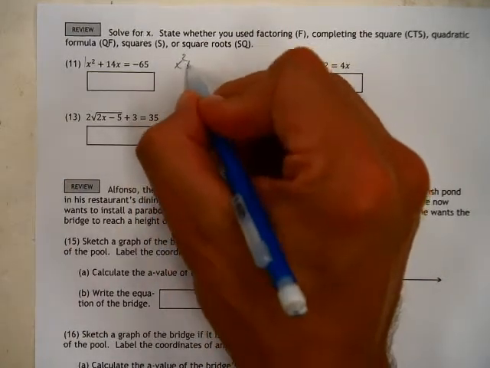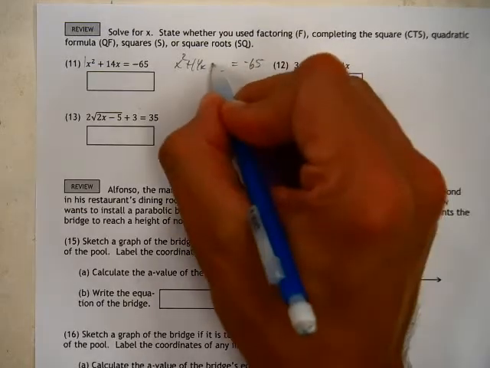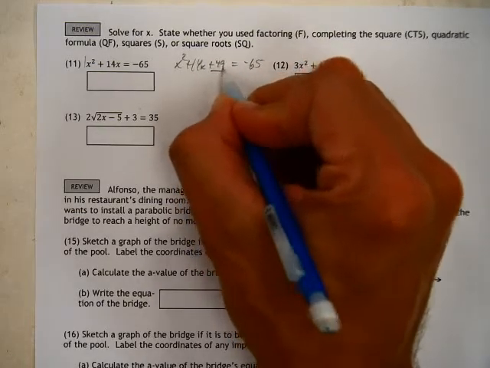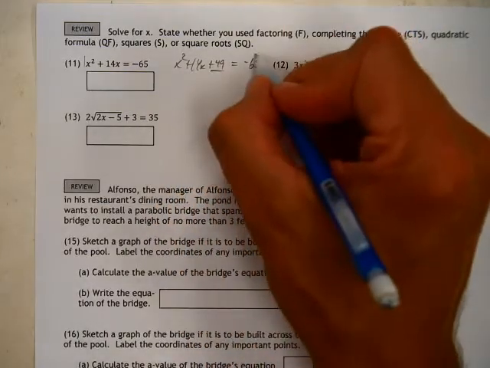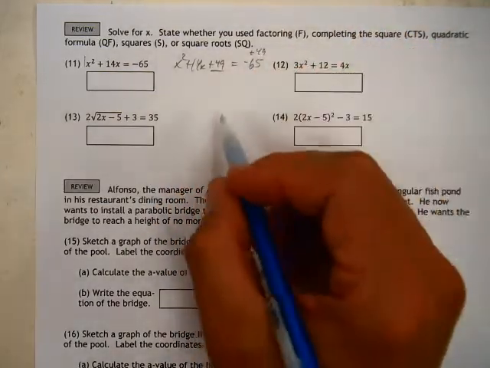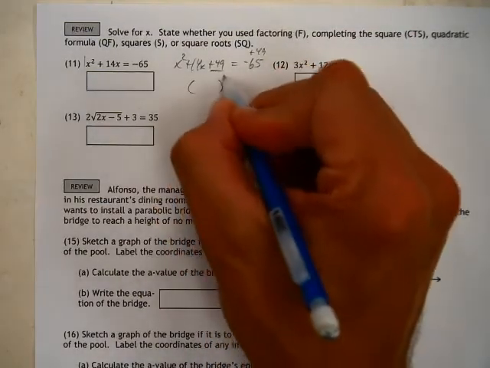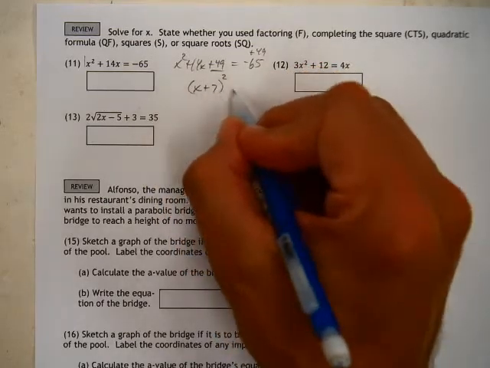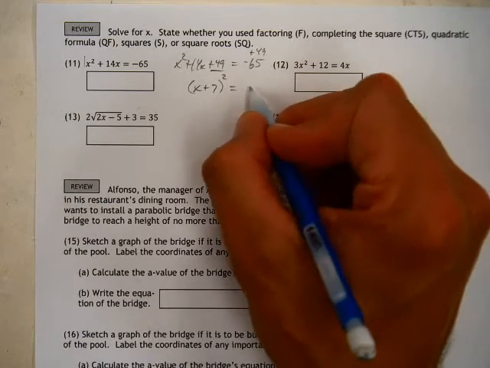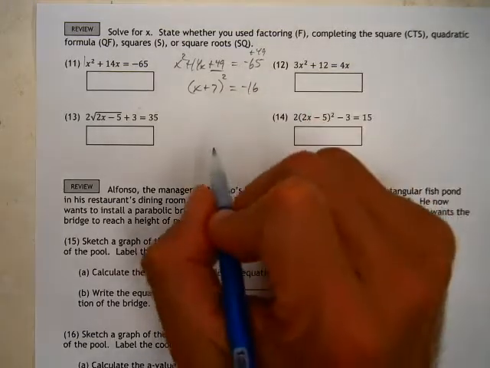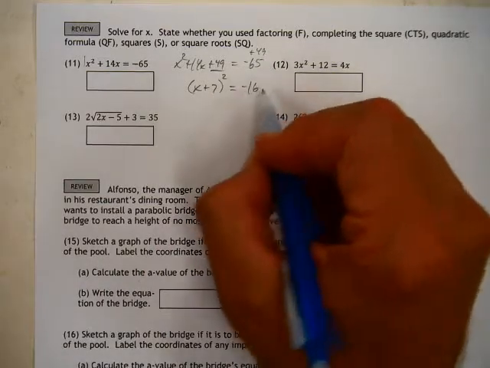I'm going to take my x squared plus 14x. I'm going to leave a space here and say it's equal to negative 65. I'm going to go ahead and add 49. Where do I get that? Half of 14 is 7, and 7 squared is 49. So if I add 49 over here, then I've got some combining and factoring to do. I got x plus 7 squared is equal to, looks like 16, but it's negative, so negative 16. If I add 49 to negative 65, I'm still going to end up with a negative number.